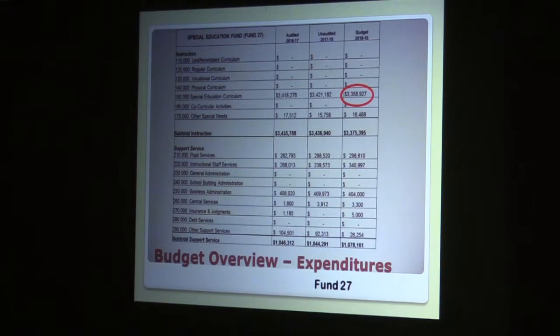We're spending $3.3 million in the 150,000 function area. And what that is, that's everything to do with cross-categorical, speech and language, special education IAs. That is almost all personnel on special ed. And it's all getting coded, so we get 25% aid on that expenditure. We also have down towards the bottom there under the $250,000 business administration, the bulk of that's going to be transportation, specialized transportation for those students.